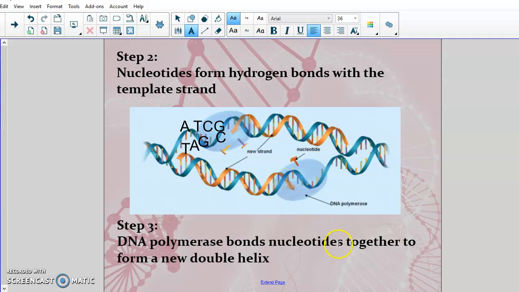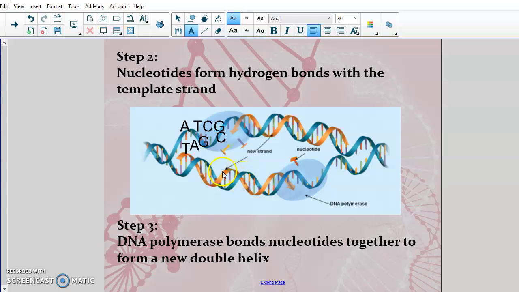Then something called the DNA polymerase, which is a big protein, comes through and bonds the nucleotides together to form a new double helix. This step happens simultaneously: as the base pairs go through and pair up, the DNA polymerase is right behind it and bonds everything together. So you can see right here, this nucleotide's coming in and the DNA polymerase is right behind it, and it's already starting to twist it back up with the old strand and the new strand.